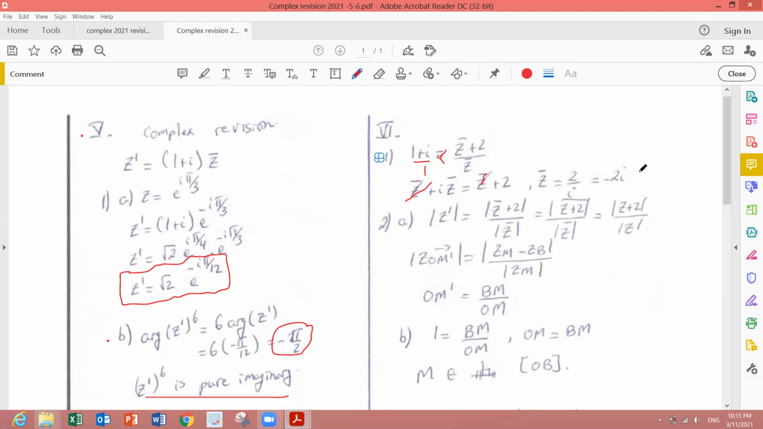We need to write it in the exponential form. The exponential form will be equal to e to the minus i pi over 2. This is Z bar. Which means Z equals 2e to the i pi over 2.